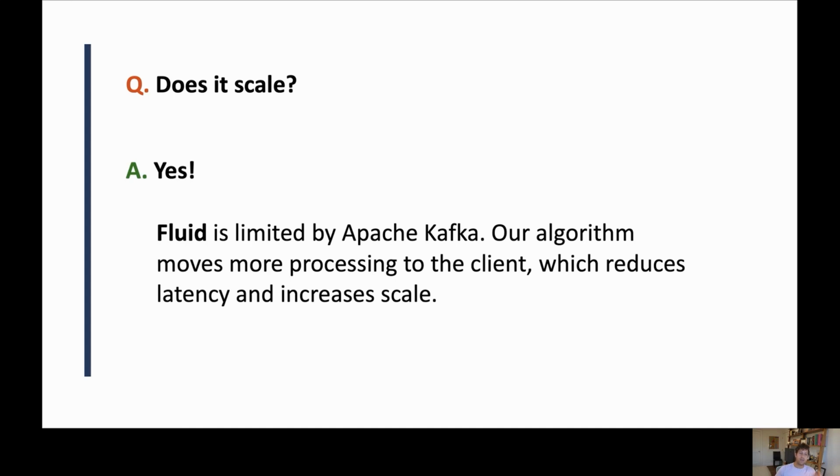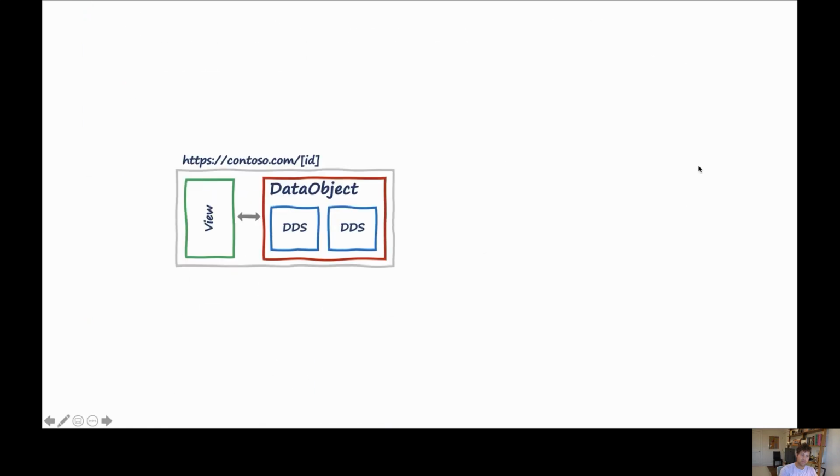Our algorithm is mostly moving processing to the client, and so there's no service that would be the bottleneck for your collaborative experience. This really reduces latency and massively increases our ability to scale. I'm going to show you some photos of why that works so well for us.